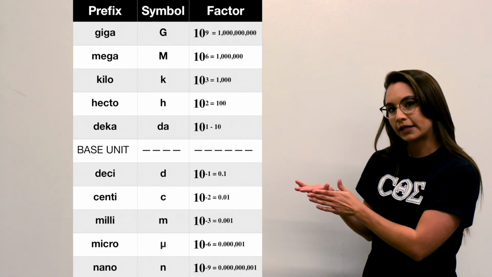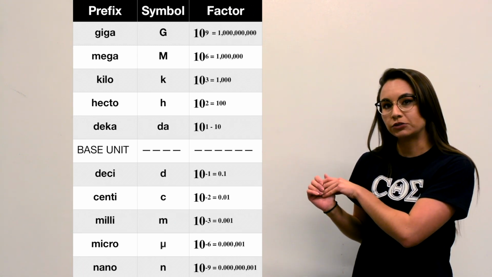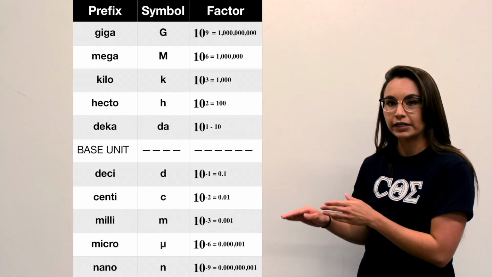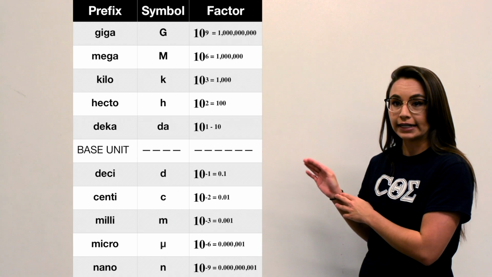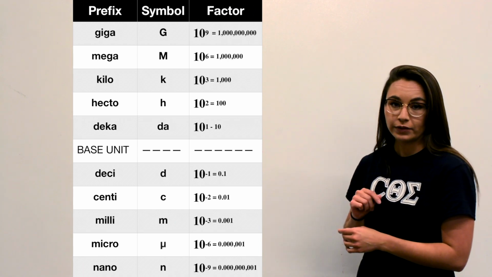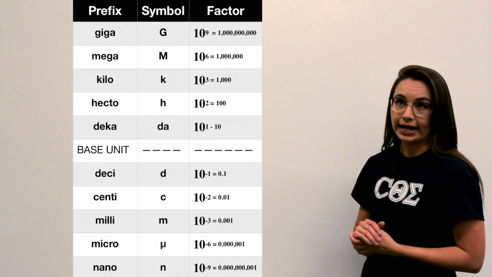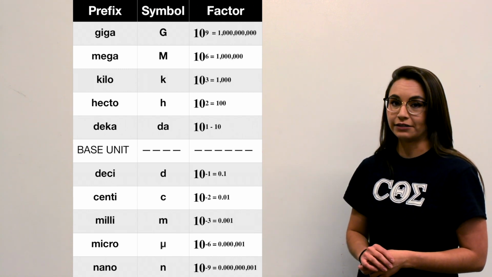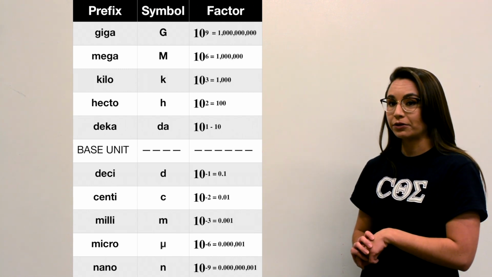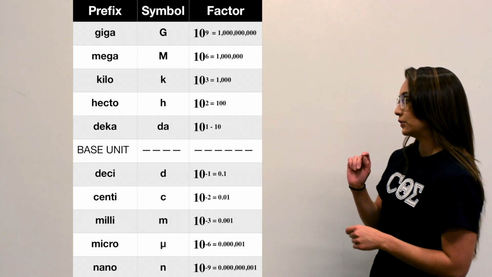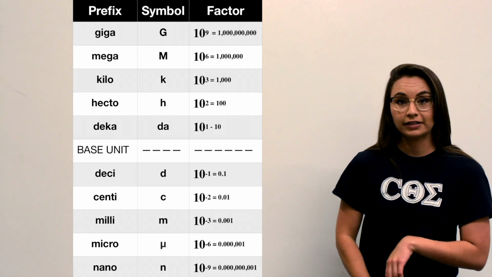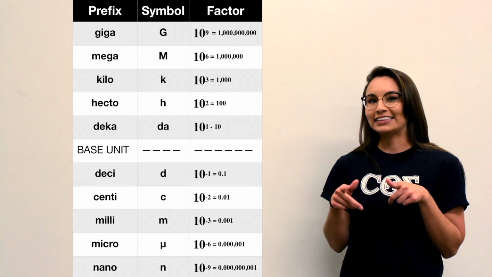So now we are at the next line, which is the base unit, basically 10 to the 0. And then we move on to deci, which is 10 to the -1. Then we have centi, which is 10 to the -2. And then we have milli, which is 10 to the -3. And then we have micro, and that will be 10 to the -6. And we have nano, which is 10 to the -9. So now I'll have the guys take over.